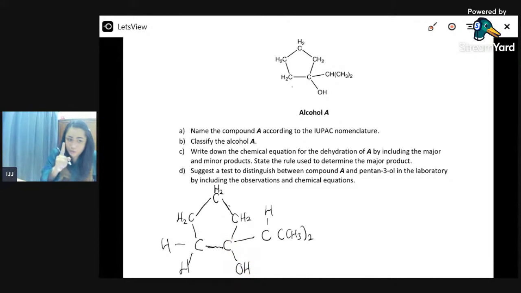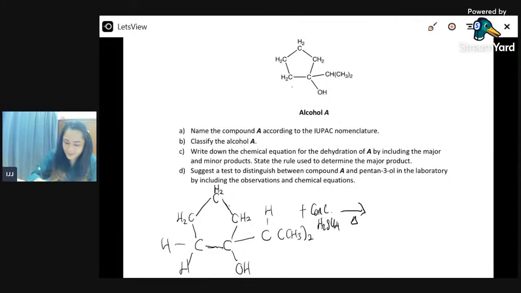So it could be this hydrogen over here, or this hydrogen over here, or this hydrogen over here. Okay, so that's why ada major dan minor product, sebab kamu akan dapat produk yang berbeza. If you eliminate the hydrogen from the carbon over here, then you're going to get, okay, let us do the full chemical equation, plus concentrated sulfuric acid, okay, heated.